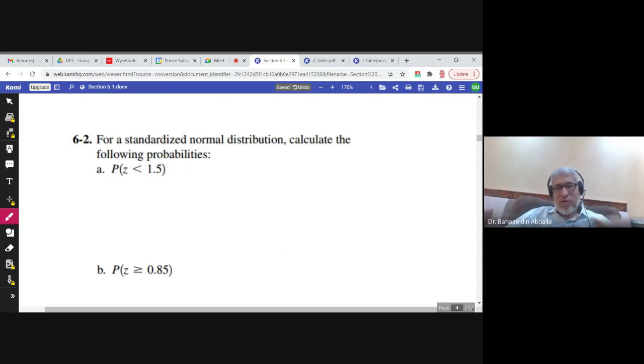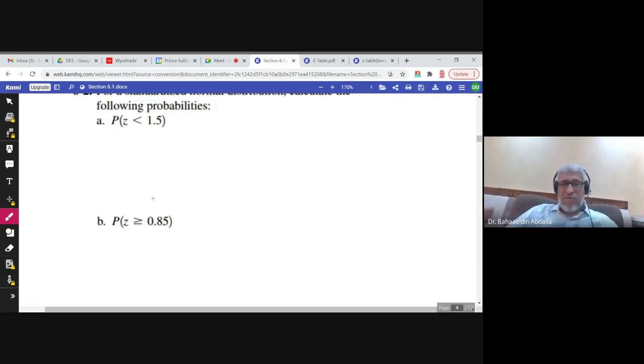Let us solve some questions for a standardized normal distribution. So this is Z immediately. If he doesn't say standardized and he says probability of Z, immediately Z is the standard normal. It is known Z is the standard normal. If he writes X, then it is not the standard normal. Calculate the following probabilities. What is the probability that Z is less than 1.5?